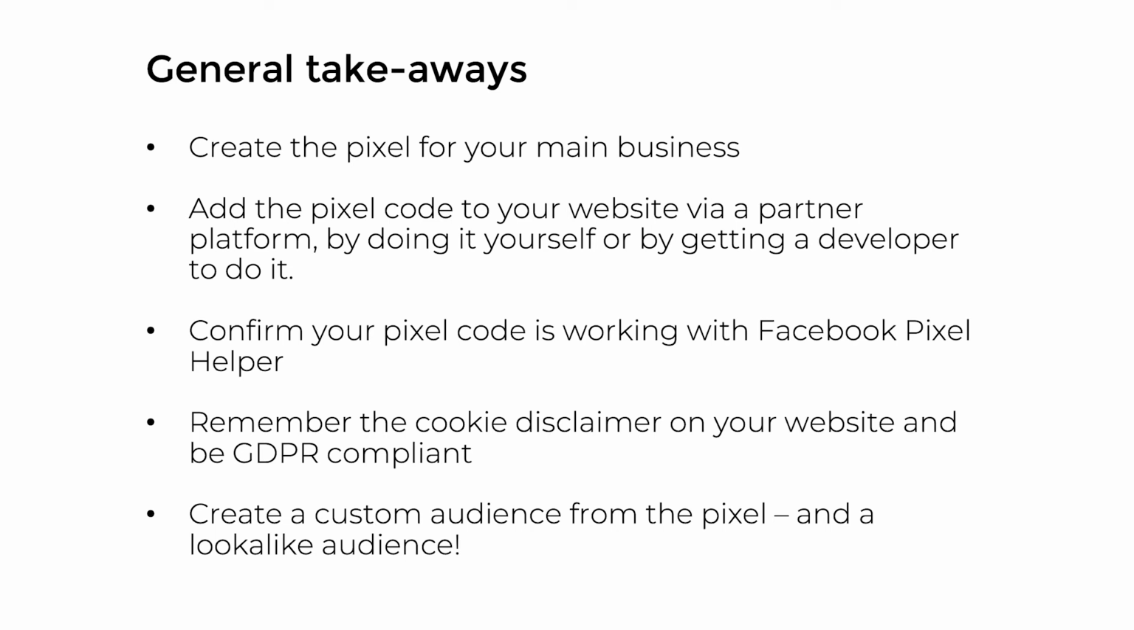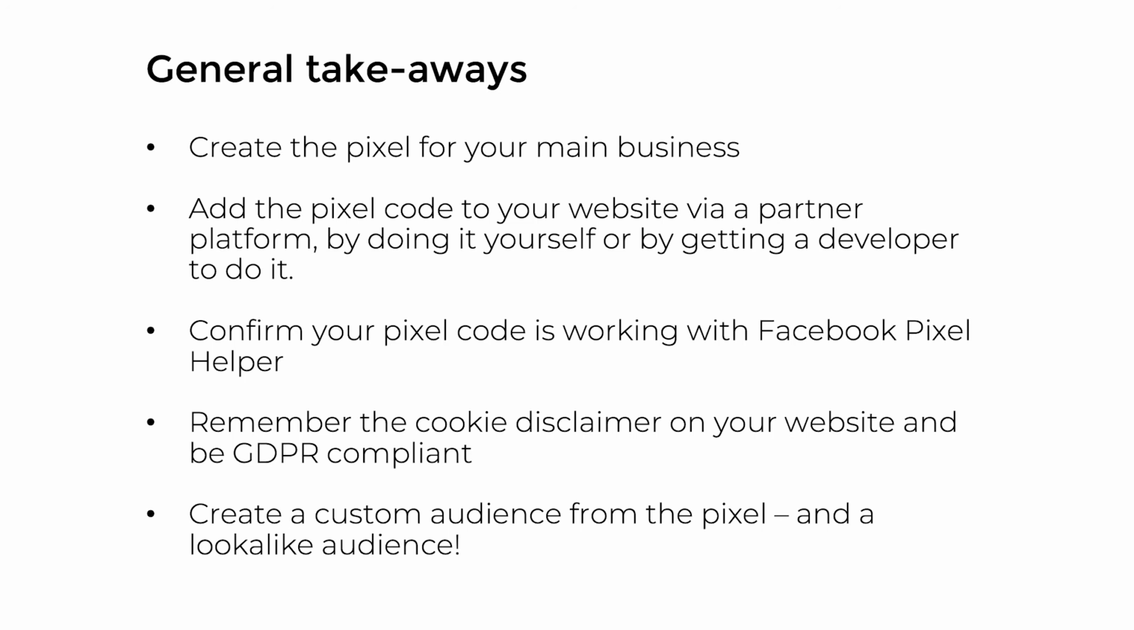Let's look at some general takeaways. First of all, you need to create the pixel for your main business and not individual pages, as we talked about earlier. Then you need to add the pixel code to your website via a partner platform, by doing it yourself or by getting a developer to do it. Then you need to confirm your pixel code is working, and I showed you the Chrome extension Facebook Pixel Helper. That's really helpful to do that.